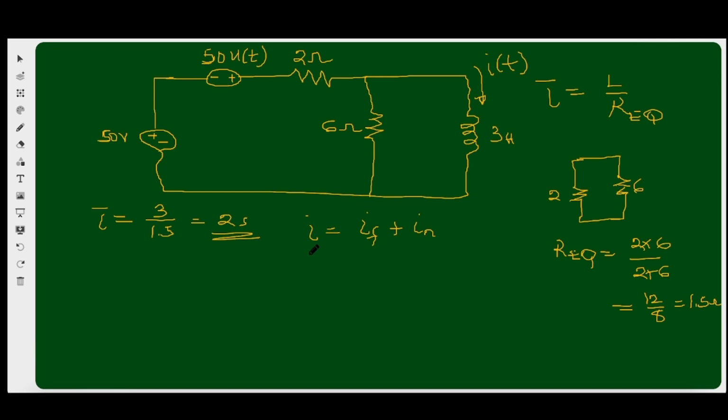The natural response here is basically very simple. Don't forget, the natural response is, let's call this, I naught e raised to the power minus t over tau. Don't forget this. So I know that our tau is 2. So what does that mean? It is equal to I naught e raised to the power minus t over 2 amperes. So how do we get I naught? We'll get I naught later.